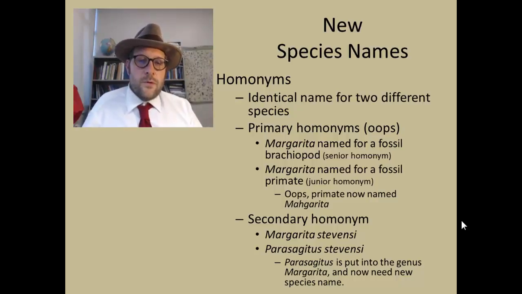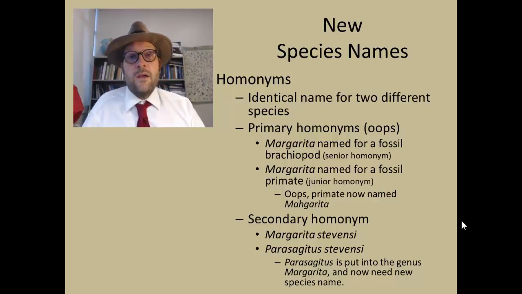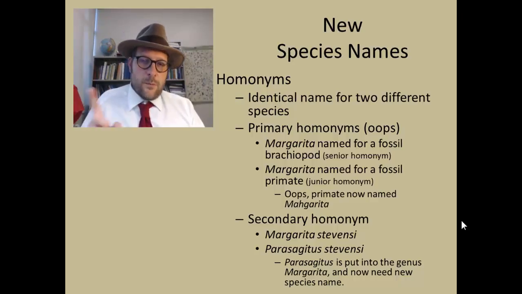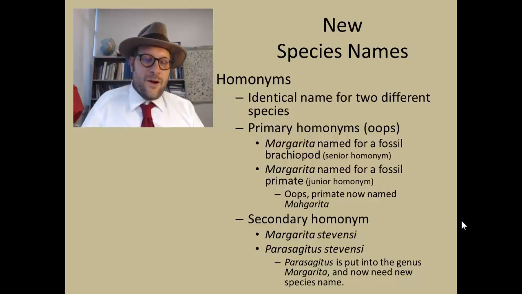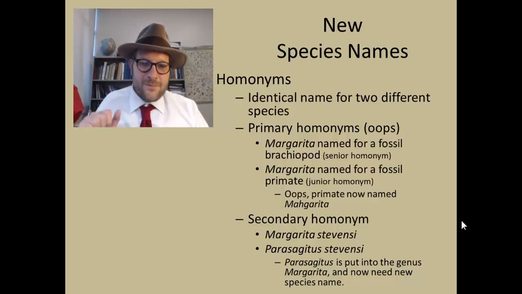So here's a good example. There was a fossil brachiopod called Margarita. Some researchers later on found a fossil primate, and they thought, Margarita's a great name. We've been drinking lots of margaritas. We should name it Margarita. So they named it Margarita. Then someone said, wait a second, someone's already named a brachiopod Margarita, so we can't name the fossil primate Margarita. So they just changed the spelling of Margarita with an H, and that way it's okay. So you have Margarita spelled with an H is the primate, Margarita spelled with the R is the brachiopod.